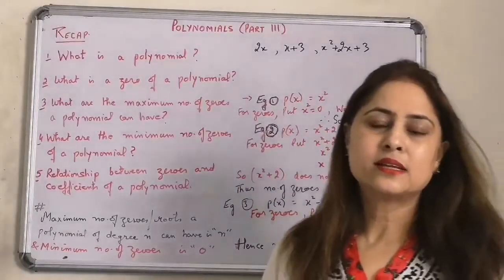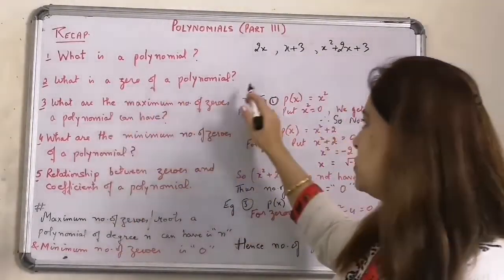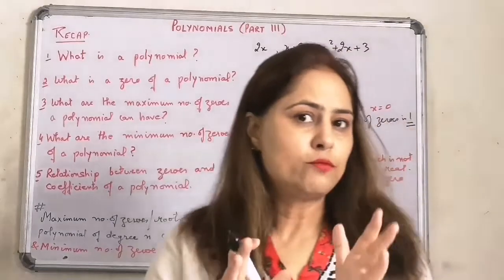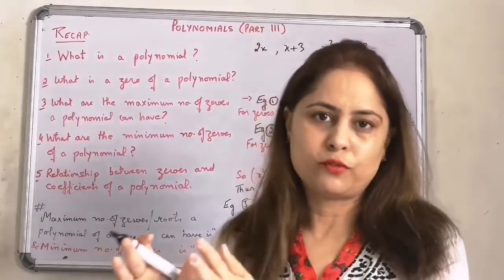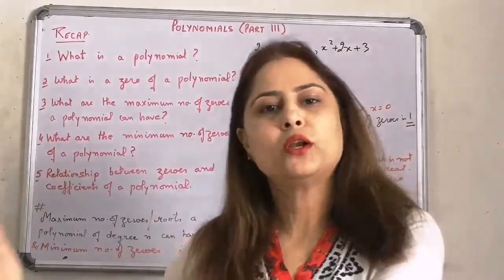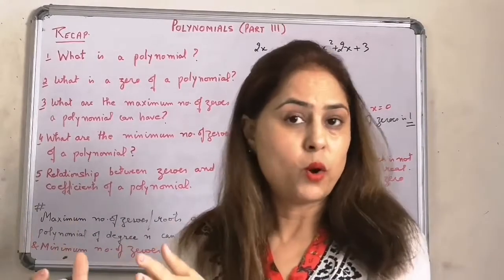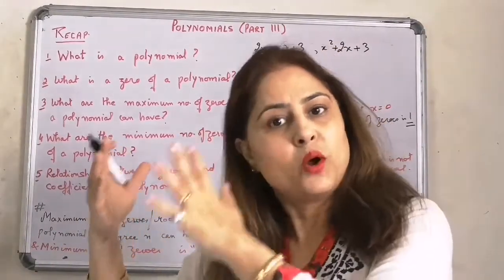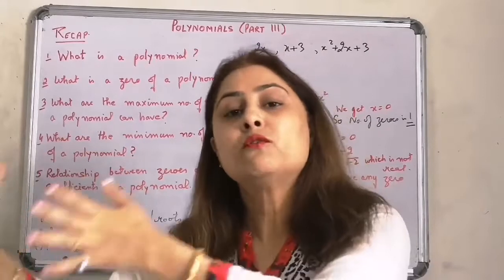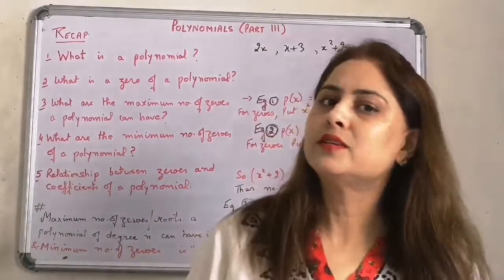So what next we did was, what is the zero of the polynomial? Zero of the polynomial is that value of the variable which makes the polynomial zero. Zero of polynomial, the value of the variable which made the polynomial itself zero.